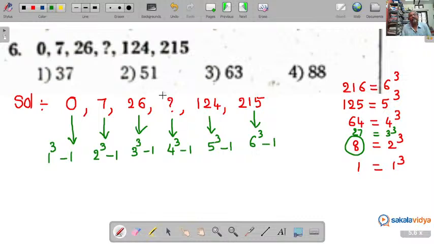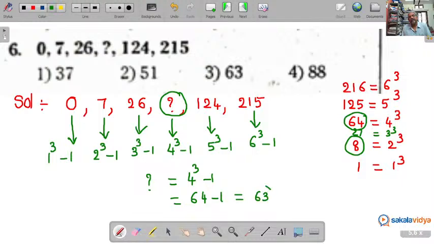But we need this value, the question mark. The question mark is equal to 4 cube minus 1. So what is the value of 4 cube? Yes, 64. Now 1 has to be subtracted from 64. 64 minus 1 is 63. Yes, our answer is 63. So the third option is the right option. Okay, the sixth one we have completed. Let us move to the next question.